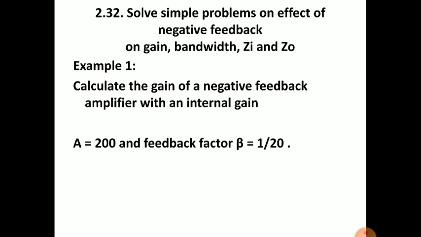Internal gain A is equal to 200. Sometimes they don't give it as A, they just directly give it as an internal gain 200. So you should know the meaning of each literal in that particular formula. And feedback factor beta is equal to 1 by 20. Just substitute them. What happens? AF is equal to A by 1 plus A beta is equal to 200 by 1 plus 200 into 1 by 20. 20 and 200 cancel to 10. 10 plus 1 is 11. 200 by 11.